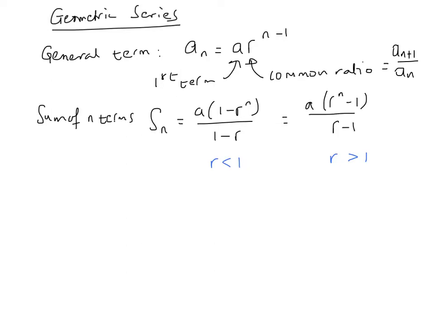Now there's a third formula, and that's for the sum to infinity. So I can write S infinity, and I've got a over 1 - r, and this is for r greater than -1 and less than 1. So those are our formulae for geometric series. Let's now apply them and see how they work.